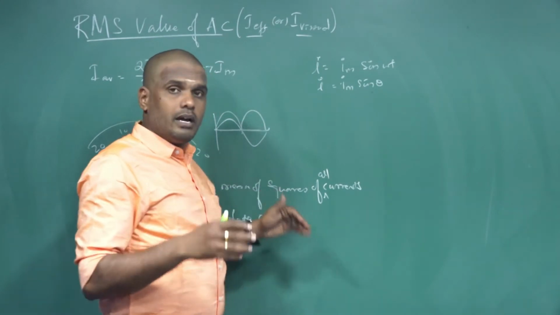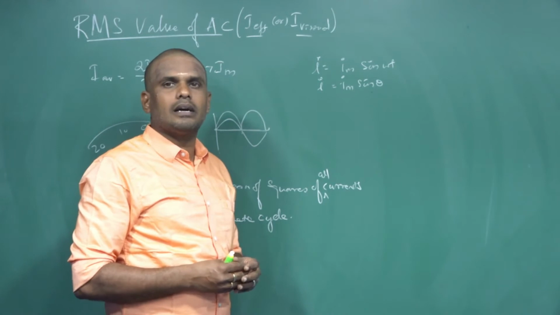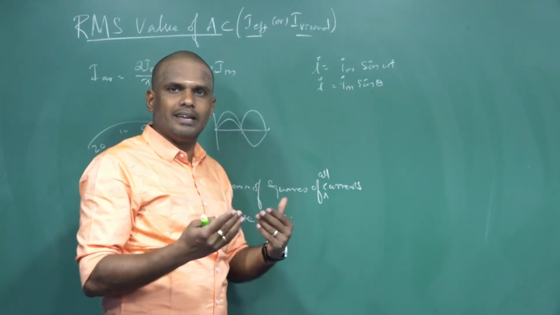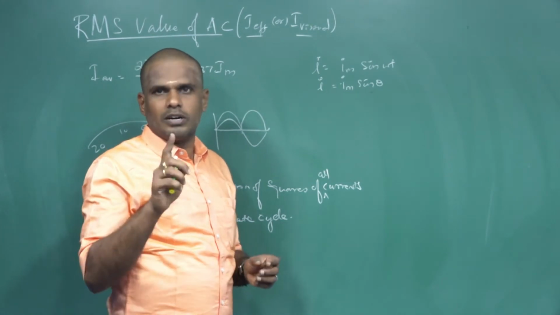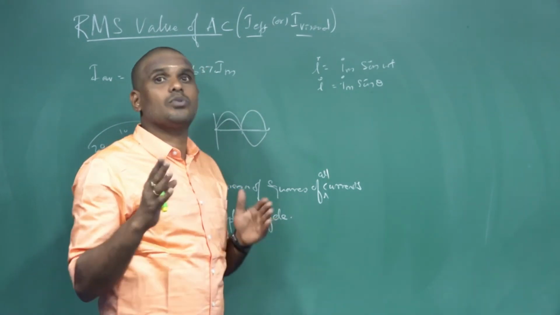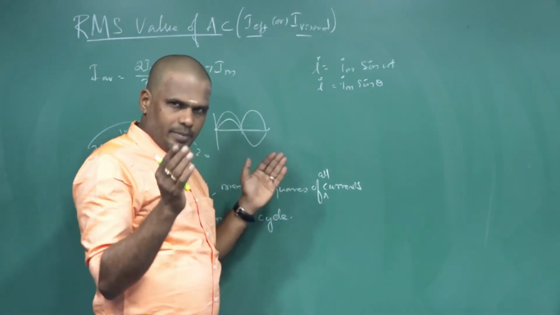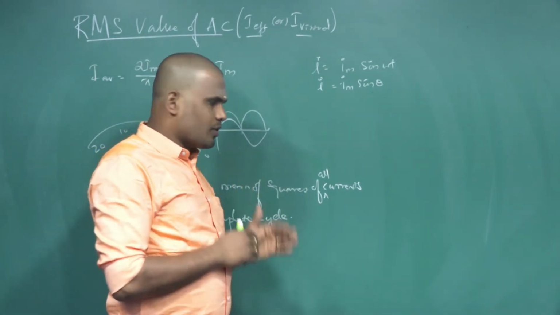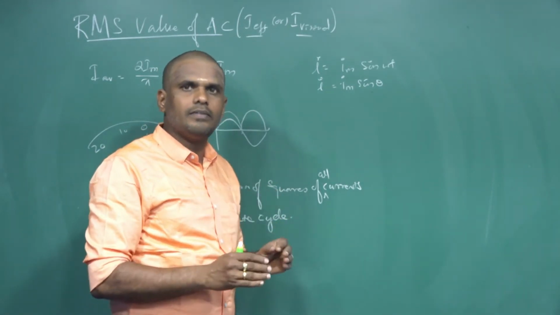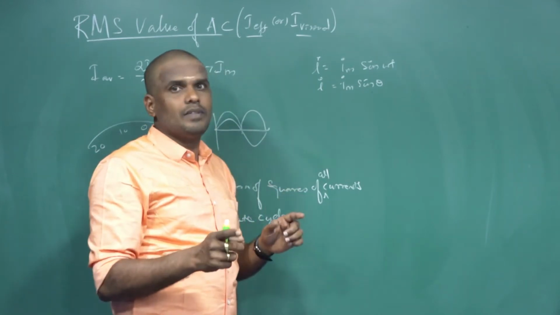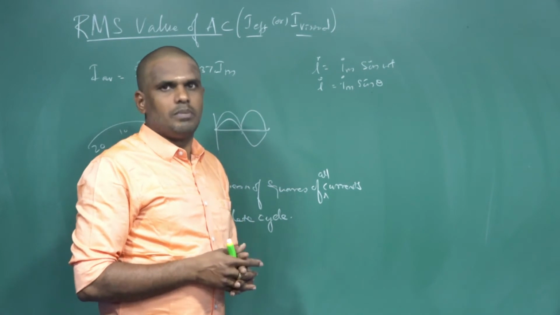In order to do that, you are going to follow a simple procedure. The sum of the squares of all currents can be easily obtained by taking the area under the squared currents over one complete cycle. What you are doing exactly? Instead of summing up and taking the mean, you are going to simply calculate the area under the curve of the squares of the currents over one complete cycle.